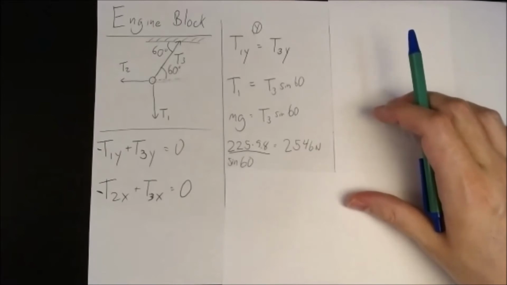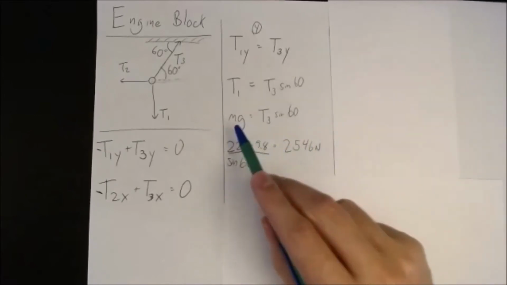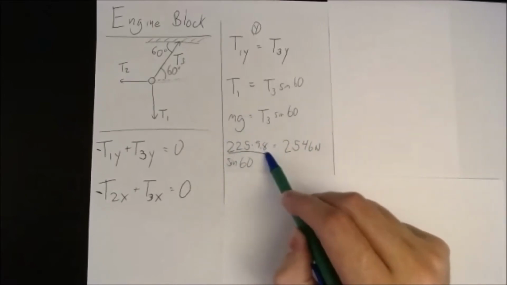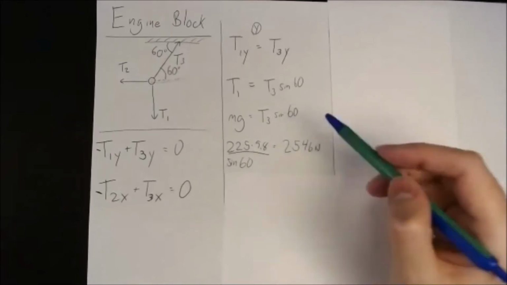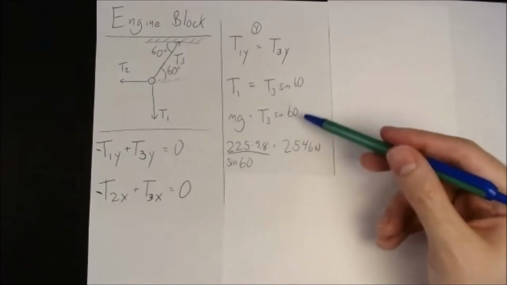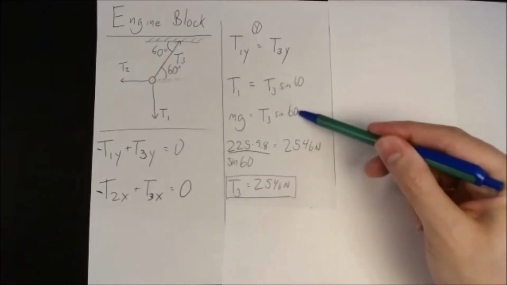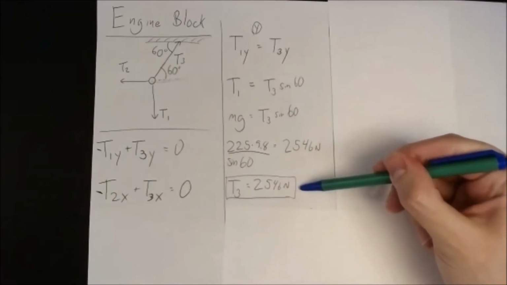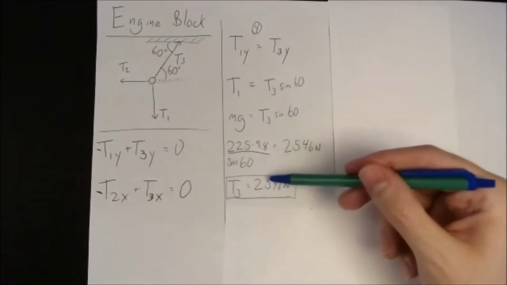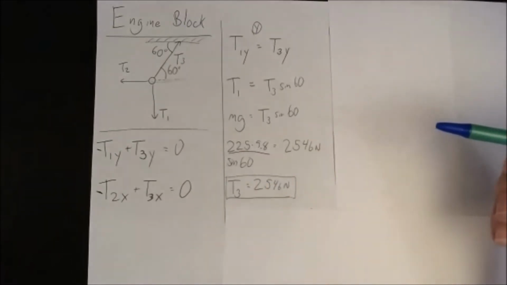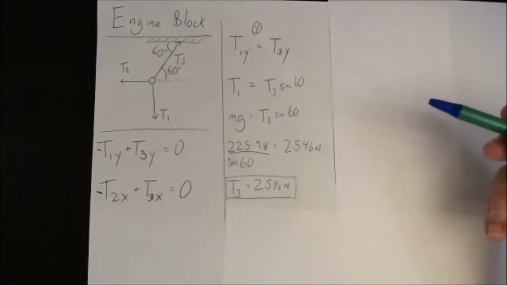There's not a lot more that we need to do with that because we know m, we know g, and sine 60 is just a number that we can ask our calculator. And so it turns out that T3 is 2546 newtons. You can say 2550 newtons to round to 3 sig figs.